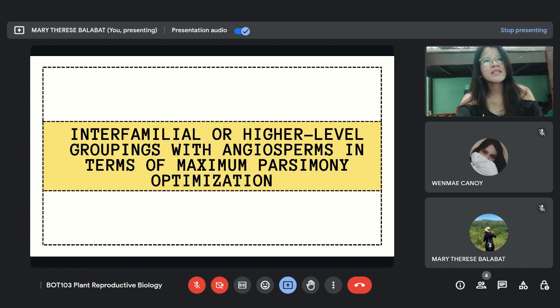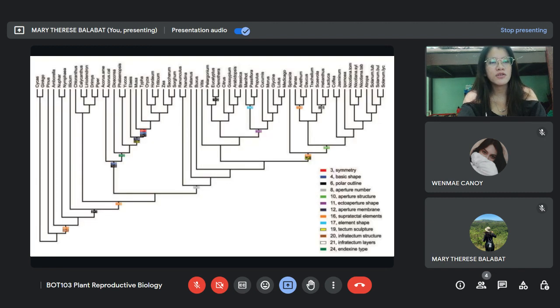Let's go to these interfamilial or higher level groupings within the angiosperms in terms of their maximum parsimony optimization. So this is the summary of the evolution of the pollen characters in angiosperms. The colors and the patterns indicate their characters like in this legend. Color red is the symmetry, blue is the basic shape, the polar outline is black, and so on.